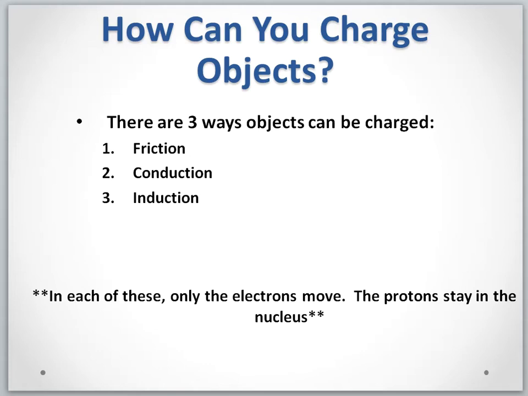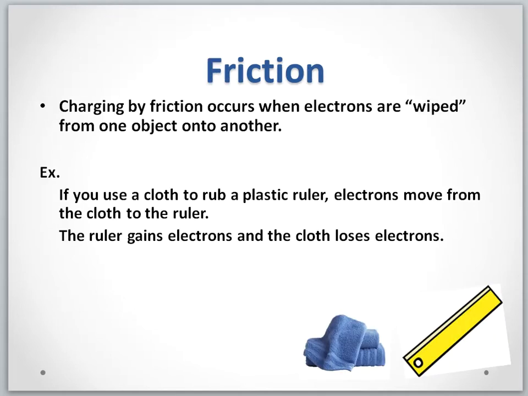Now, there are 3 ways that an object can be charged: friction, conduction, and induction. Okay, remember, only electrons move. Protons stay right where they are. So you've got friction, conduction, and induction. Well, let's look at friction first. Charging by friction is when we wipe two objects together, when two objects rub against one another.